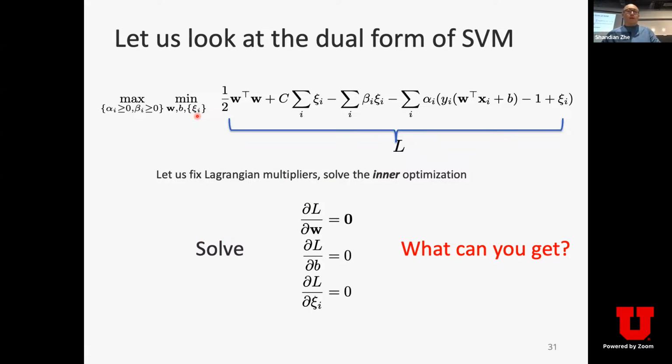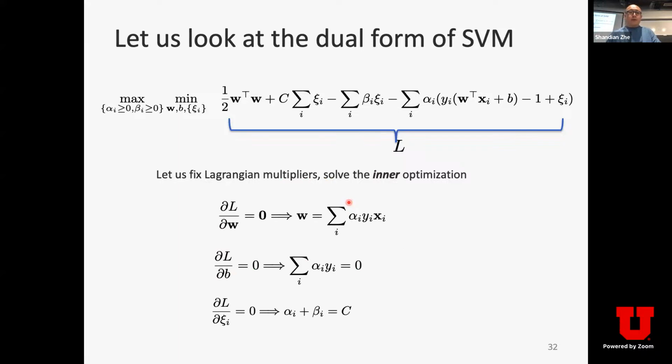Nothing special, right? But remember, because we fix the outer level, that means alpha i's and beta i's are fixed, viewed as constants. I only take the gradient of L with respect to W, B, and Ci and set the gradient to be 0. I want to know, given the current alpha i's and beta i's, what kind of values of W, B, and Ci can make L minimum. That's the idea. So let's try to solve that. Let us calculate the gradient of L with respect to W, B, and every Ci, and set the gradient to be 0 and see what we can get.